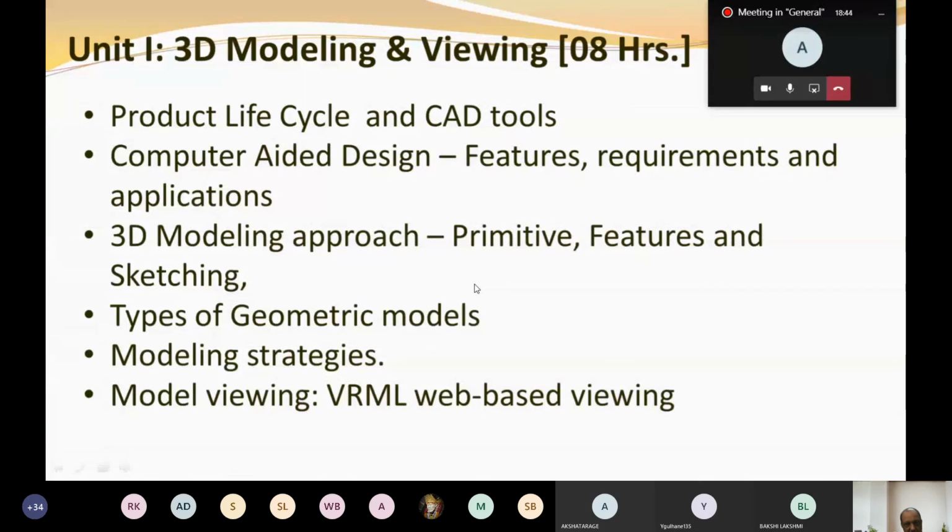Primitives means solid things which can be defined with the help of mathematical equations, like cube, sphere, then cylinder. So solid modeling using these primitives is done with small blocks of mathematical equations. Then various features like hole, rib, and various other features can be used for the generation of a model. Then one more approach.